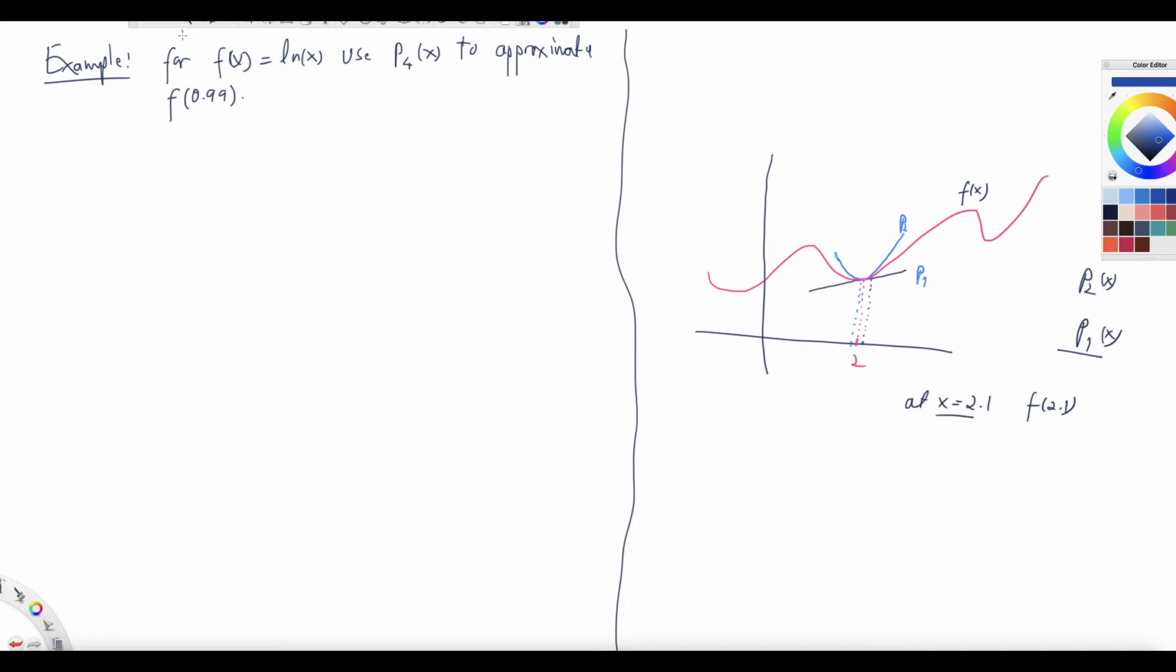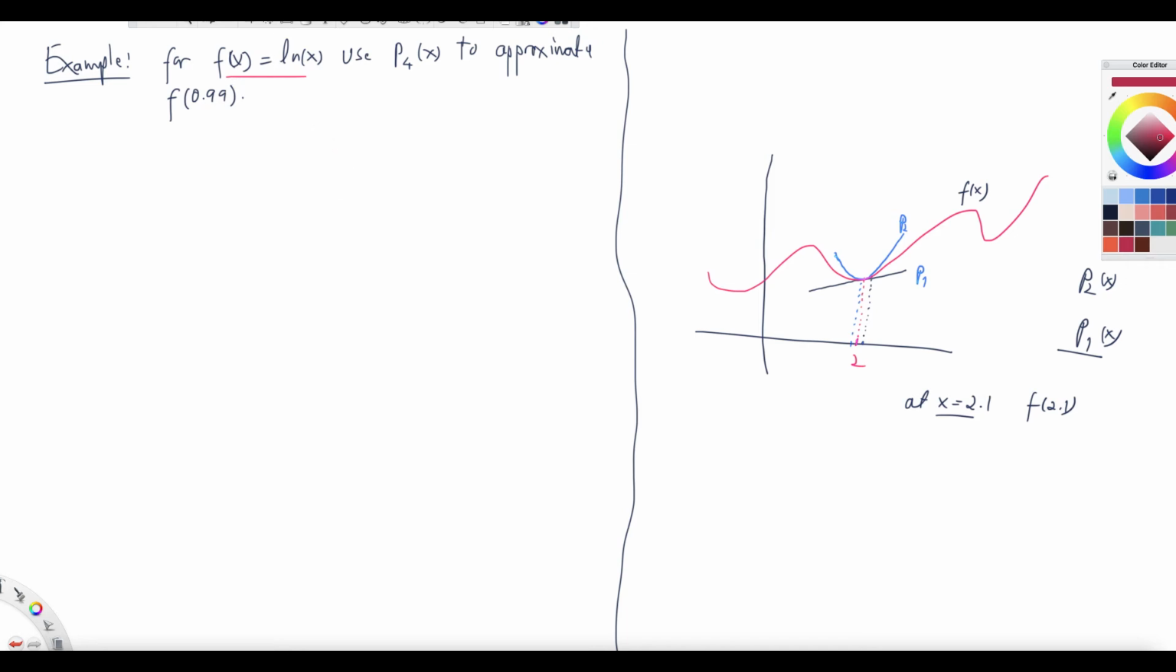All right, so in this example, the question is, for f(x) equals natural log of x, use p4(x) to approximate f at 0.99. Since 0.99 is near x equals 1, what we'll do is find the Taylor's polynomial around x equals 1 for this function, and then we will plug in that value there.